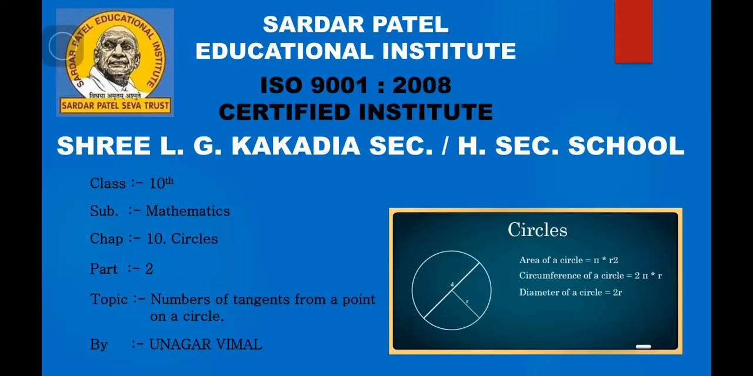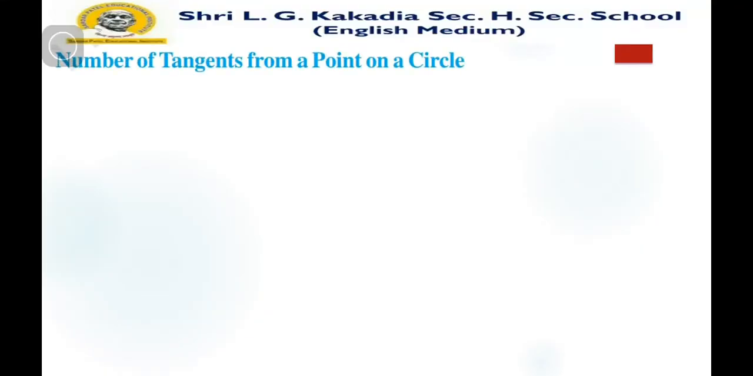Let me try to draw the tangent from any point. The point may be inside the circle, on the circle, or outside the circle. So let's try to draw it and see how many tangents we can draw from a point to a circle. For that, first we consider one point inside the circle.